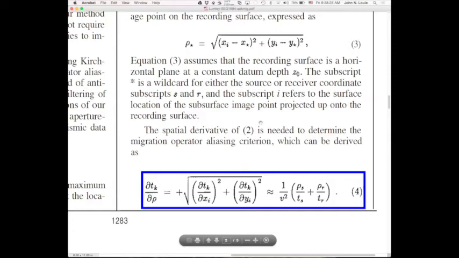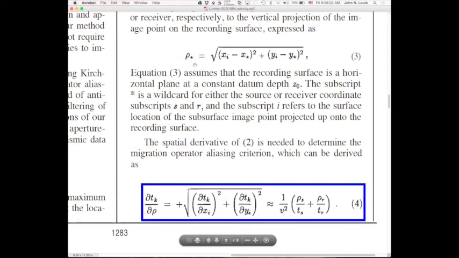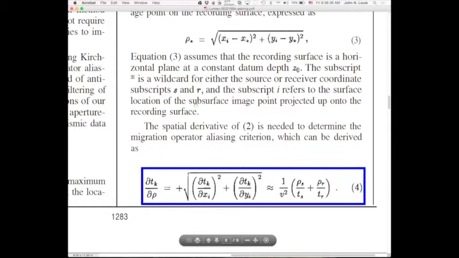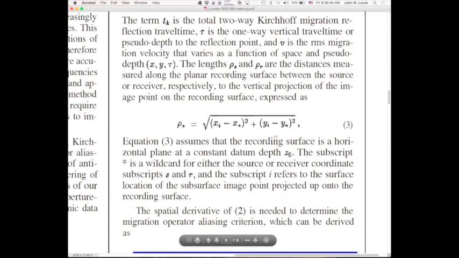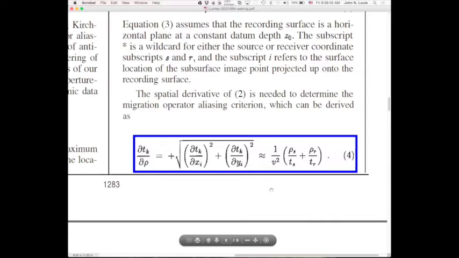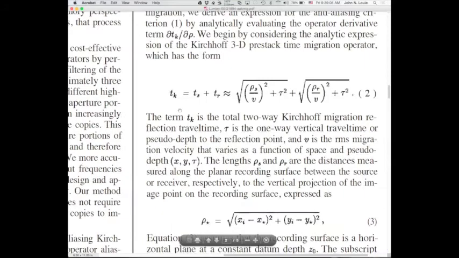This star here is just a dummy variable, so it's either source or receiver. That's fine. Maybe a little bit unorthodox to use a star. And then you need the spatial derivative of this time equation to define the aliasing criterion. Okay, so that's dtk d rho. That's what you need in the equation to calculate the frequency.